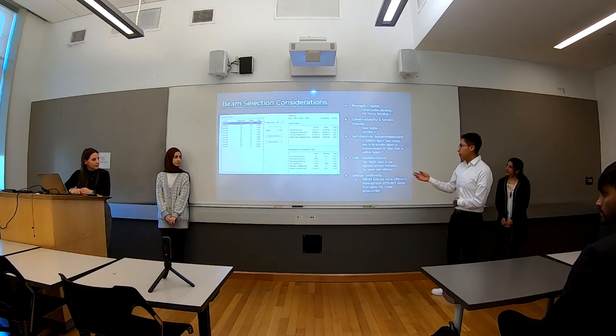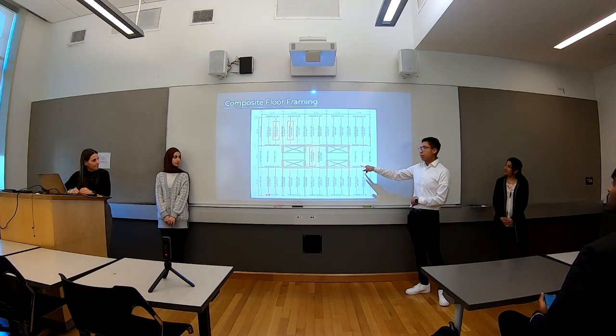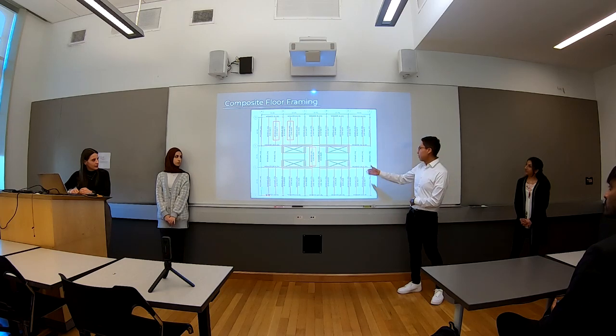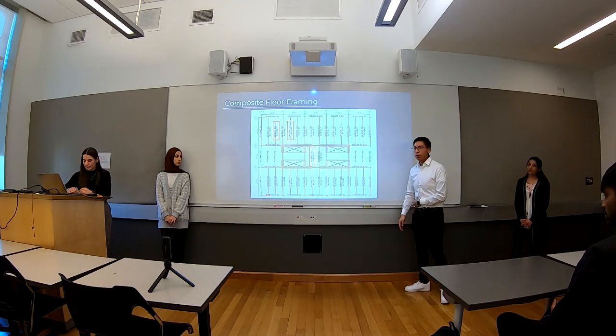And for uniformity, can you please go back one slide, please? ETABS recommended another beam section, but to keep the uniformity in this side as well as this side, we kept it W18 by 40.